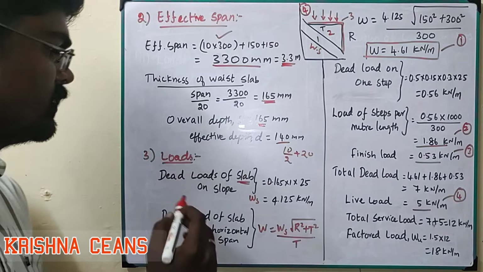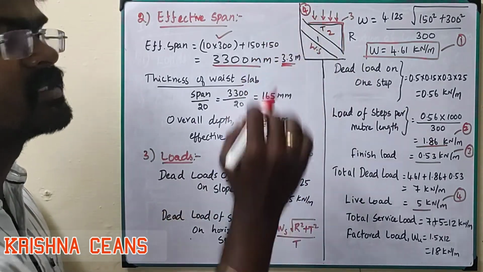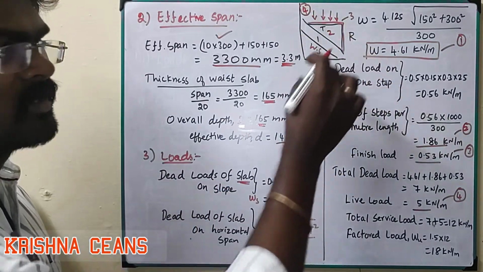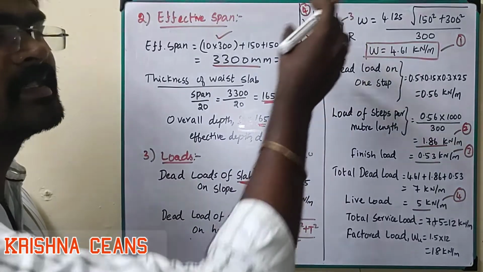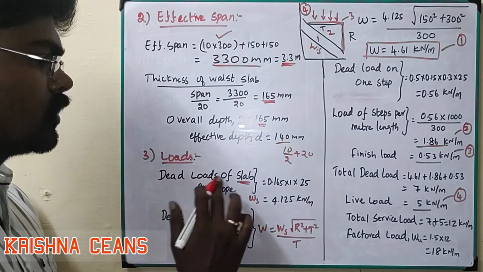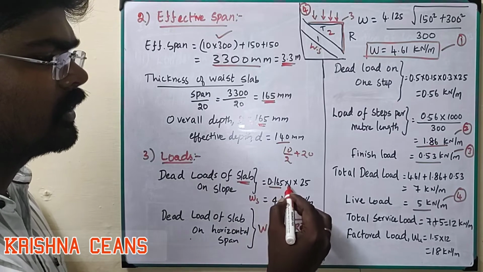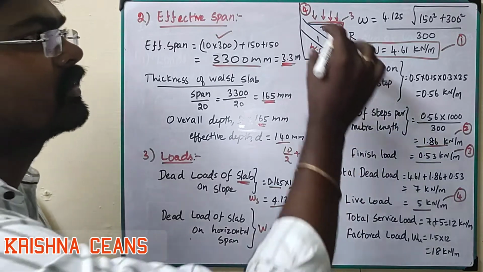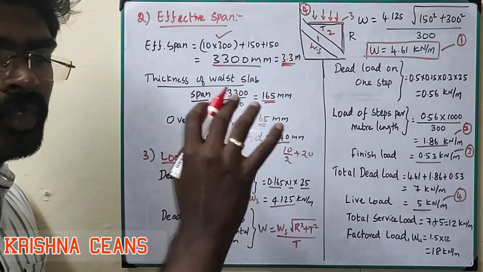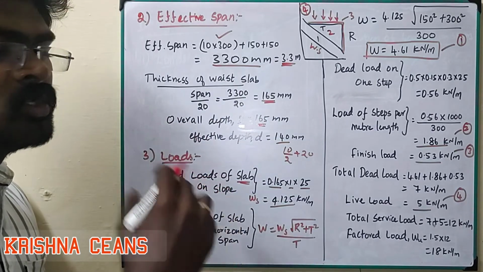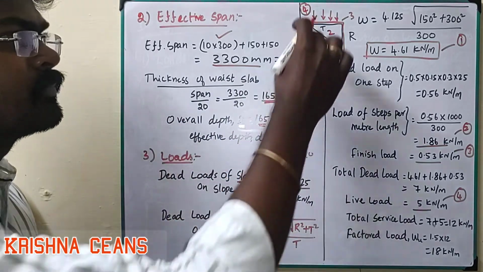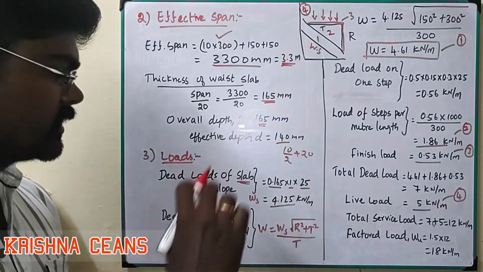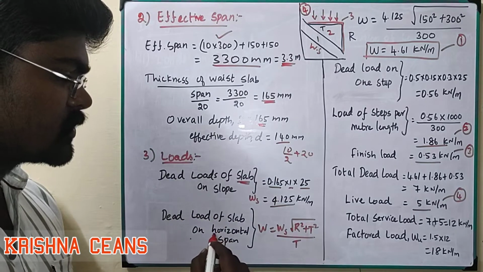So next, first we will calculate the waist slab dead load. So dead load of slab on slope. So it is in slope. First of all, we have to find the slope. Then we will get the exact horizontal load. So overall depth into 1 meter into 25, we will get 4.125 kilonewton per meter for the sloping portion. Not the exact load, it is a sloping one. So we have to find the exact load on the horizontal. So we have to resolve it to the horizontal. So dead load of slab on horizontal span.